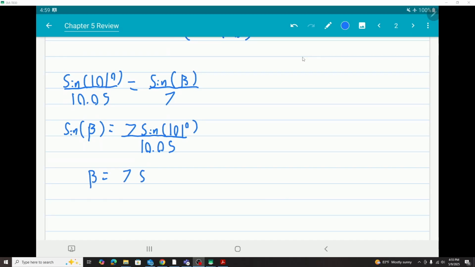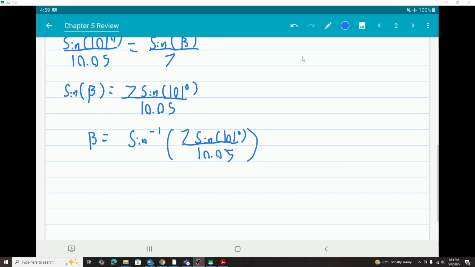If I want to get beta by itself, I need sine inverse of 7 sine of 101 degrees divided by 10.05. I plop that into the calculator too. So 7 sine 101 divided by 10.05. And I get that beta is roughly 43.14 degrees.